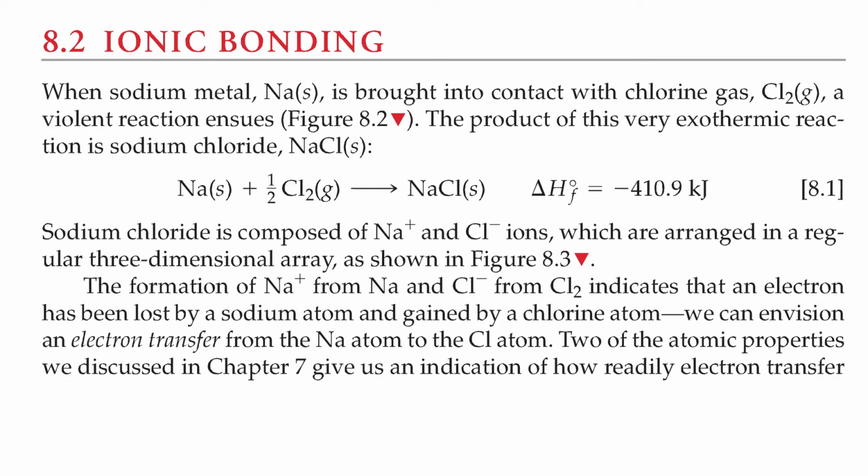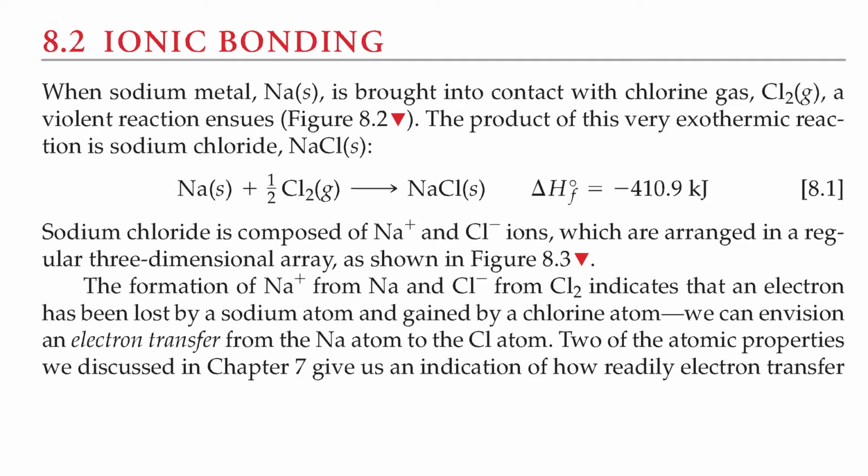in Figure 8.3. The formation of sodium ion from sodium metal and chloride ion from chlorine gas indicates that an electron has been lost by a sodium atom and gained by a chlorine atom. We can envision an electron transfer from the sodium atom to the chlorine atom.